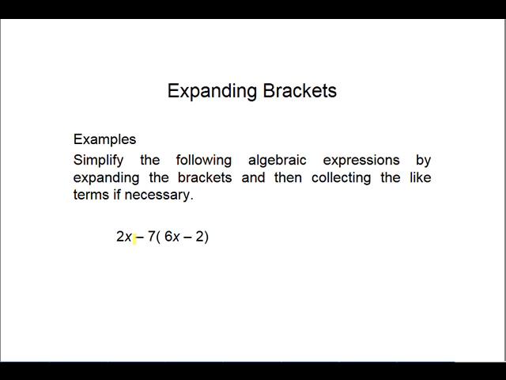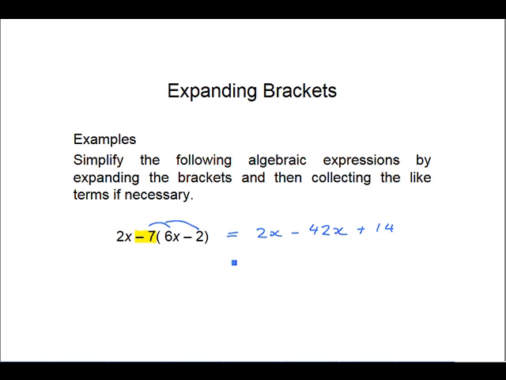Okay, something a bit different here. In this case here, it's only the 7 multiplied through the brackets here, though, because it's not a double bracket or anything like that. So it's -7 times 6x, and -7 times -2, which will give us a positive number.